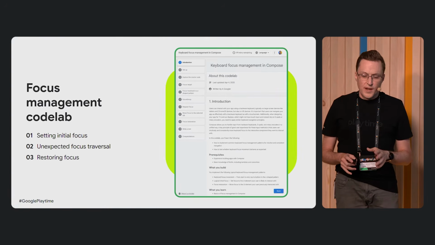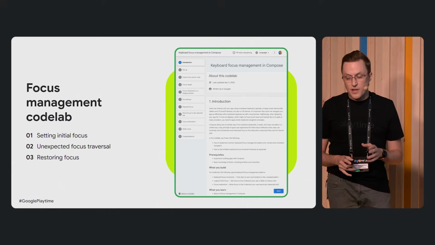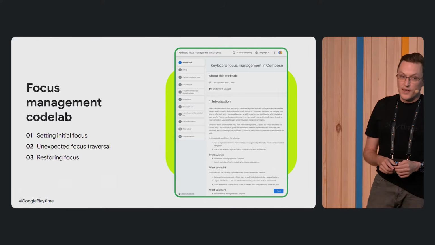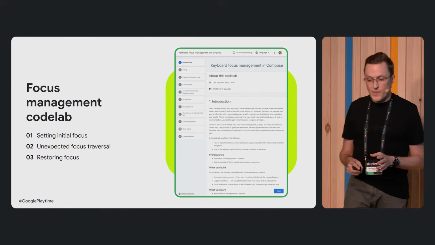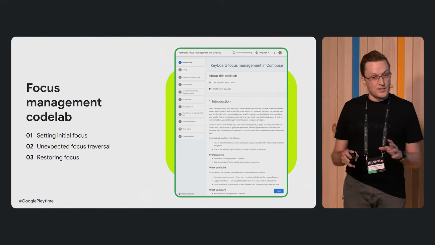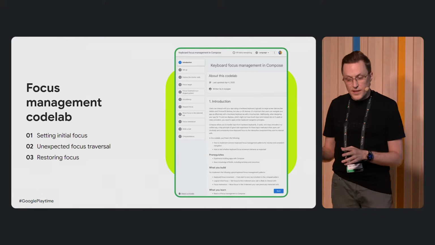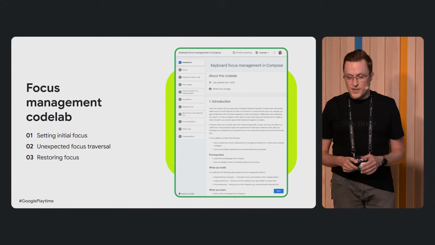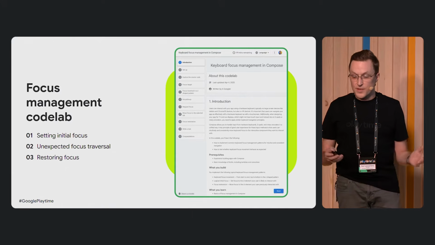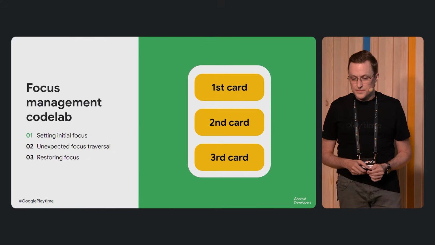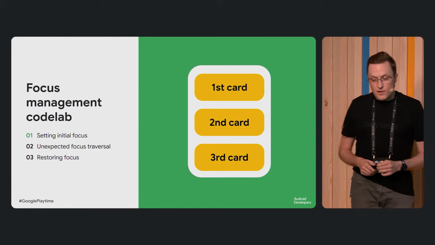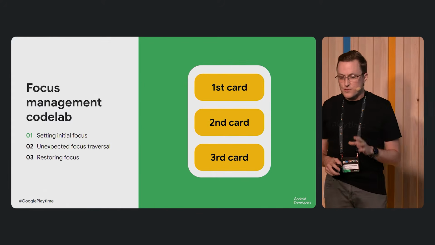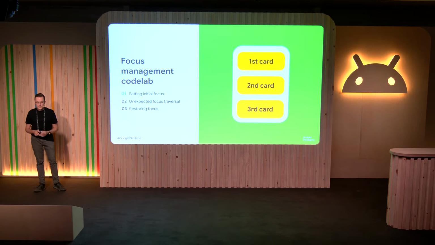So to support you as developers with this, we've published a code lab on focus management earlier this year. I highly recommend going through this to learn about optimizing your app for physical input, not just for TV, but also including laptops and tablets and other large screen devices that have attached peripherals, like Bluetooth keyboards, for instance. What I will do is cover the most important parts, and I'm going to start with taking a look at how you can take control over setting the initial focus.